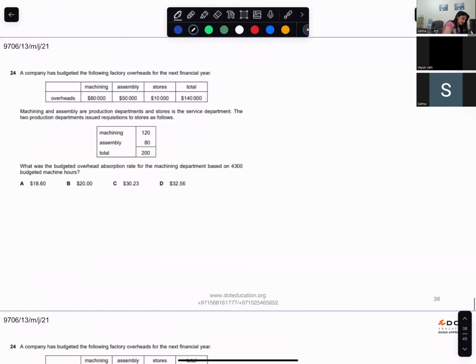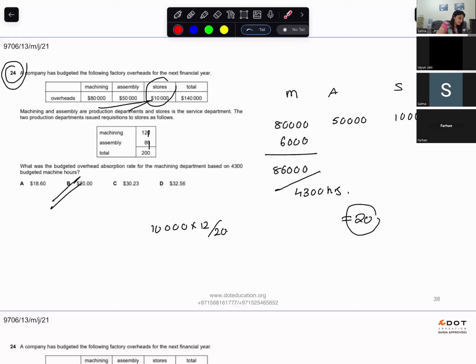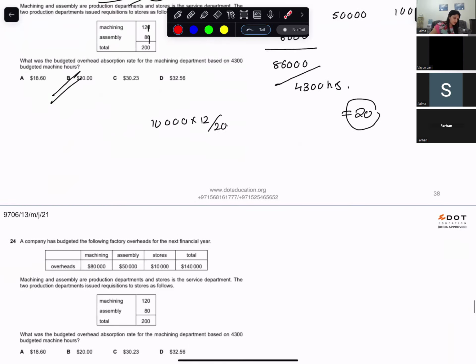Okay, miss. Are you on this one now? Yeah, I'm on this one. No, I didn't finish it yet. Right. So we have the overheads of machining, assembly, and store. Store has to be reapportioned between machining and assembly in the ratio of 12:8. Because you reapportion the service department cost to the production department on an appropriate basis. So the reapportionment of stores is 6,000. So now your total budgeted overheads is 86,000 divided by the budgeted activity level, which is 4,300. So you are going to get the overhead absorption rate of $20.